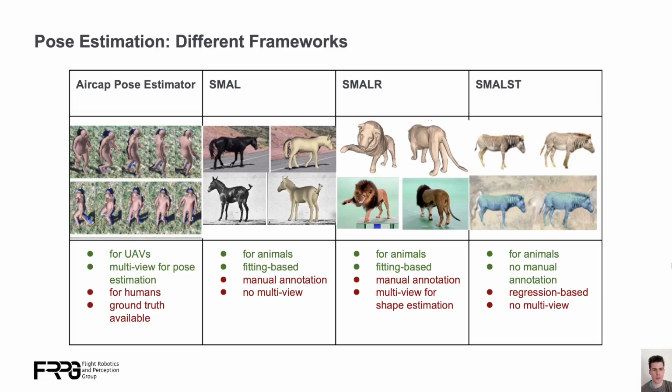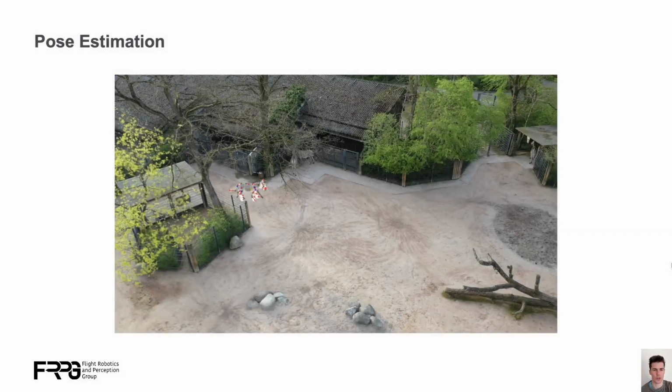We compared several frameworks for animal pose estimation and opted for the fitting-based method called Smaller. However, we transferred the optimization pipeline from ChumPy to PyTorch in analogy with SmallifyX. This allowed us to take advantage of modern PyTorch-compatible tools and improved optimization performance. In this picture, an example of animal pose estimation is demonstrated.